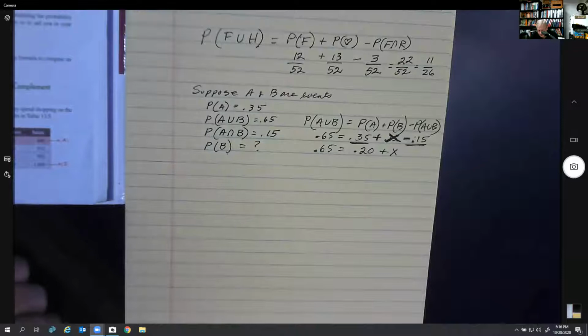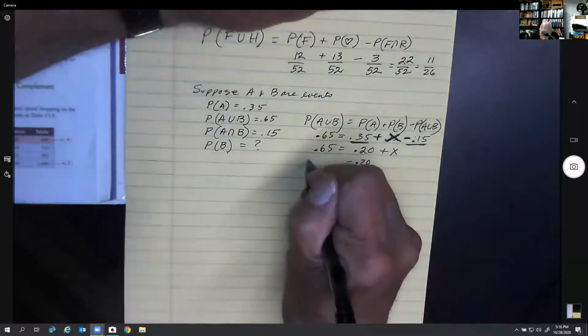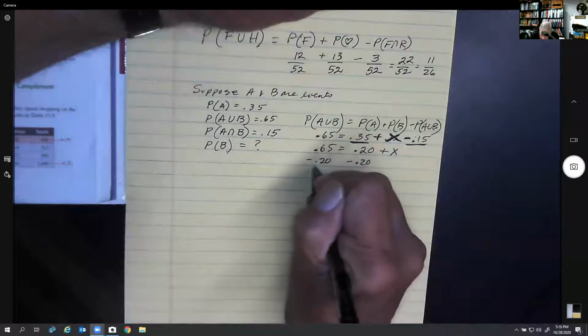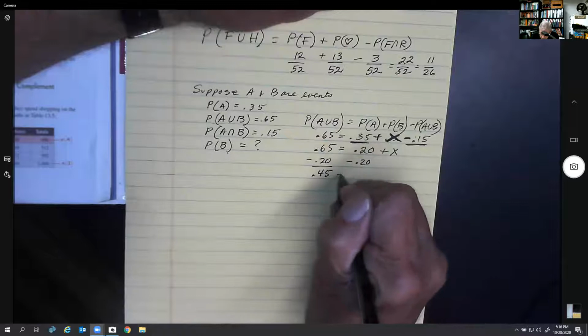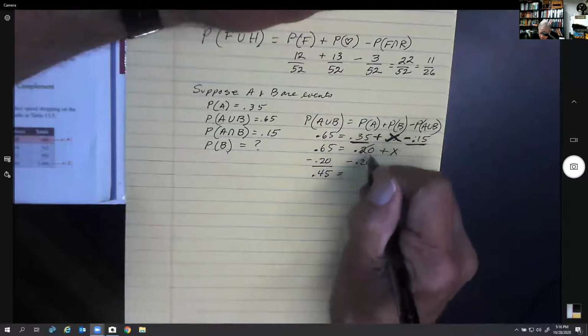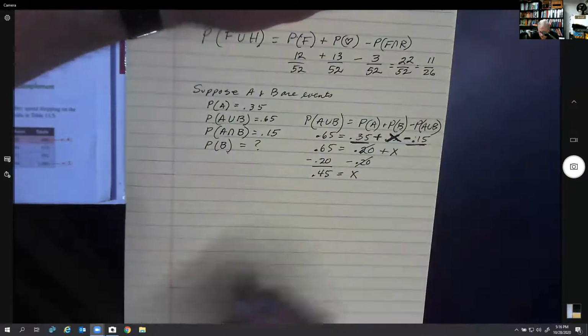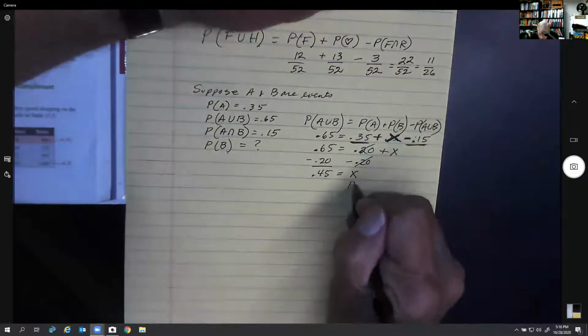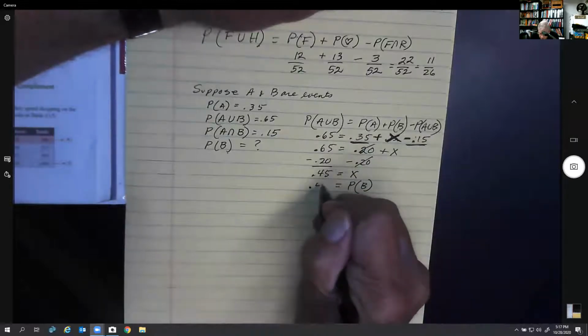Okay, how am I going to solve this equation? I'm going to subtract 0.20 from both sides. And that gives me 0.45 equals, these canceled out, x. What is x? This is the probability of B. Probability of B is 0.45.